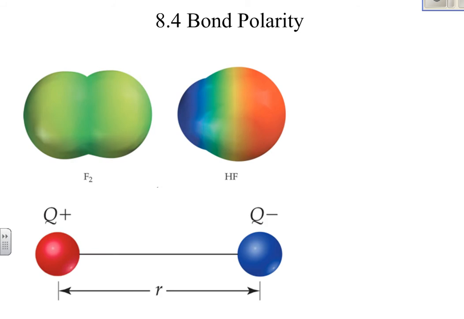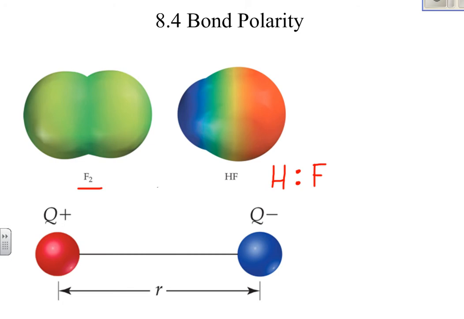Now, these shared pairs of electrons are not always shared equally. If we have two of the same type of atom, or atoms from the same element, such as F2, fluorine, we have an equal sharing of the electrons. So the electron density between the two nuclei involved in this bonding is spread out evenly between the two. However, if we look at the HF bond, the shared pair of electrons there are not going to be shared equally.